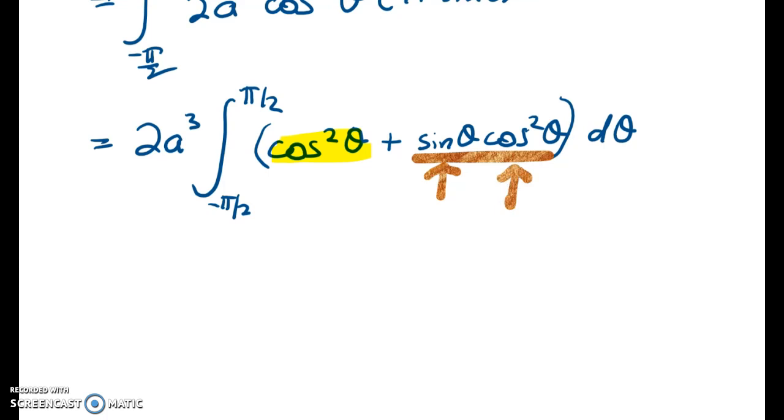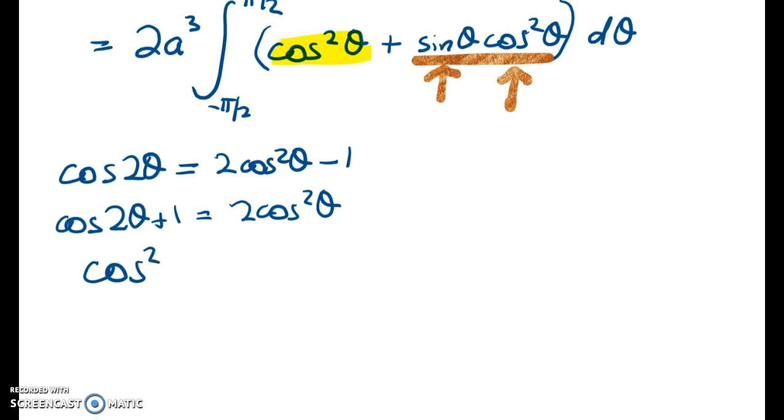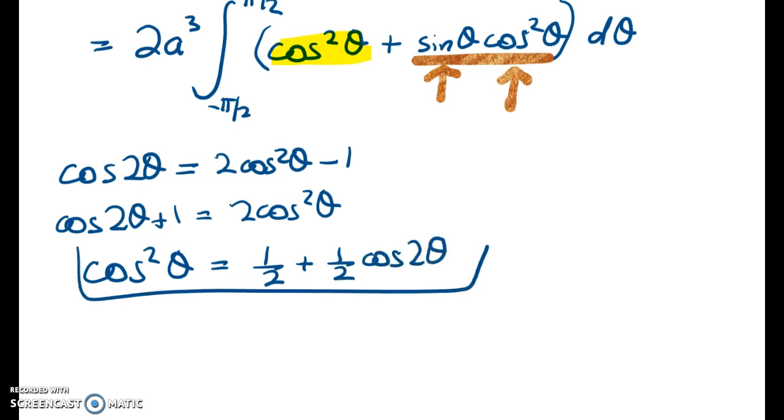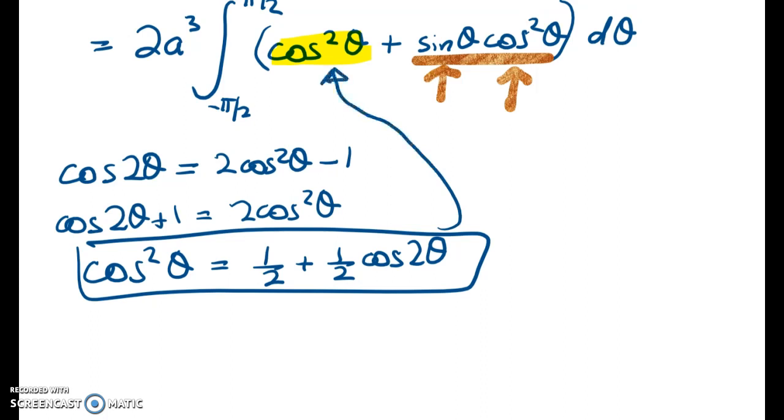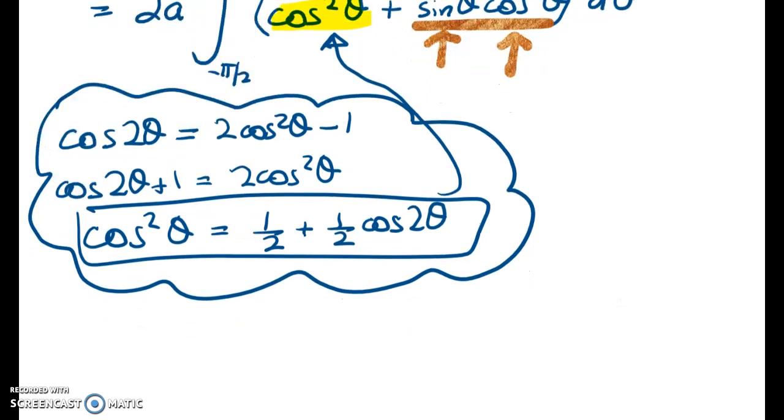The cos squared theta one is going to go like this. Cos of 2 theta is equal to 2 cos squared theta minus 1. So cos 2 theta plus 1 is equal to 2 cos squared theta. Giving us, finally, cos squared theta is equal to 1/2 plus 1/2 cos 2 theta. So we're going to take this and we're going to switch it over for this here. So just put that in a little bubble. There we go. This is not so elegant, but there we are.